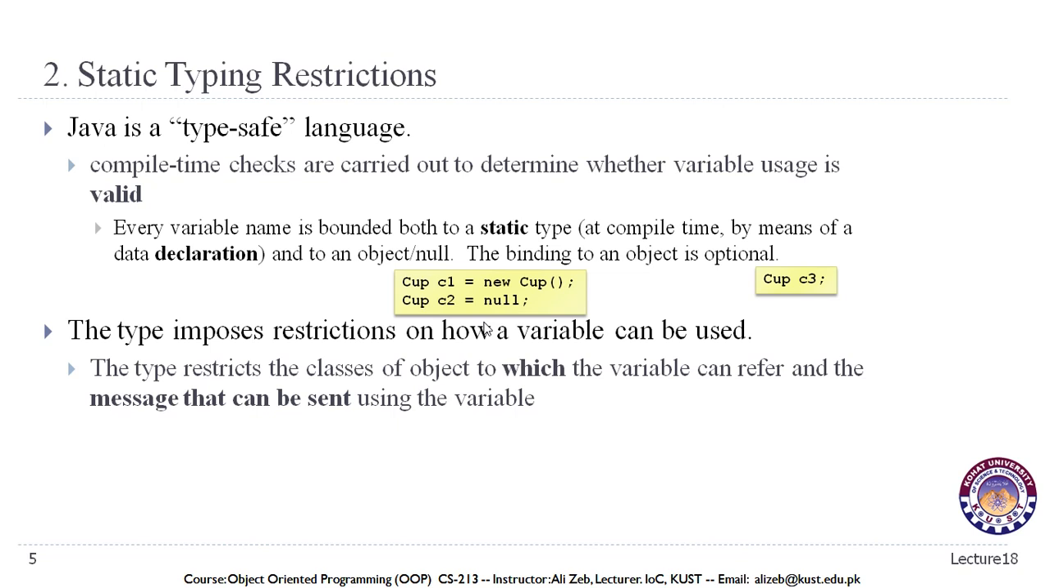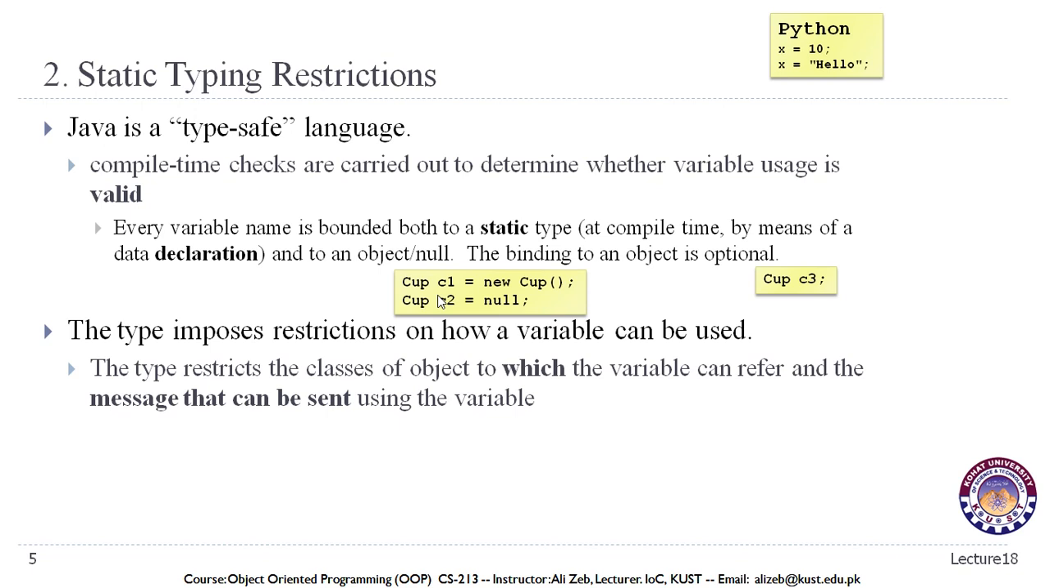So now we can use this object. For example, the type restricts the classes of object to which the variable can refer. In simple terms, if we have declared this object as a variable of this class, the cup class, then this object is bound to access the variables in this class only and call the methods from this class, or from its subclasses or superclass if it has any.